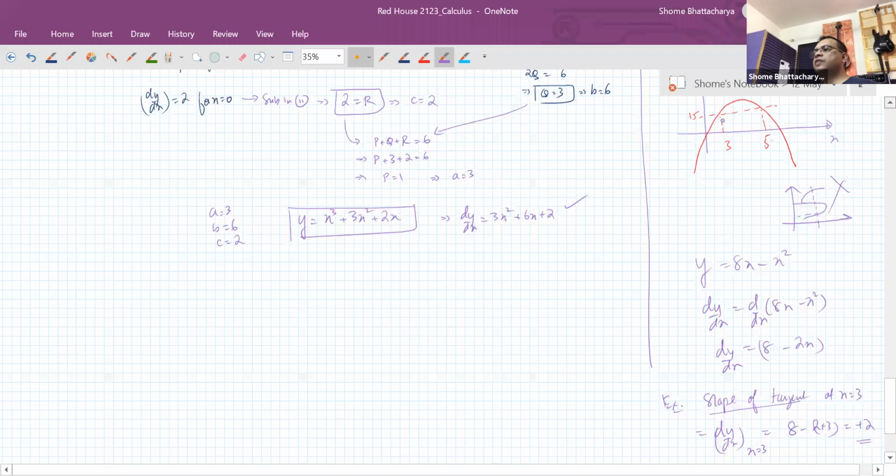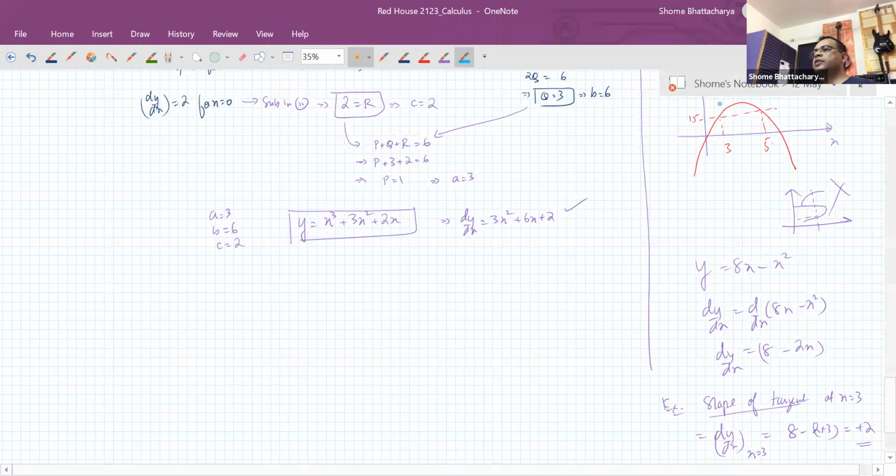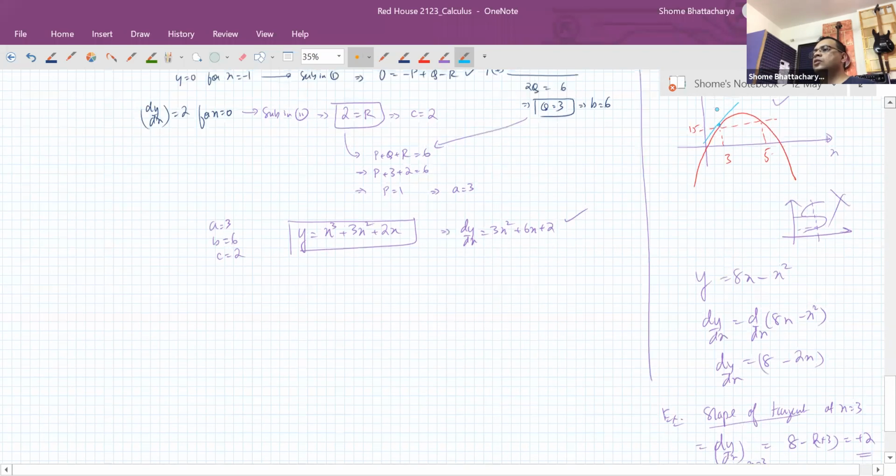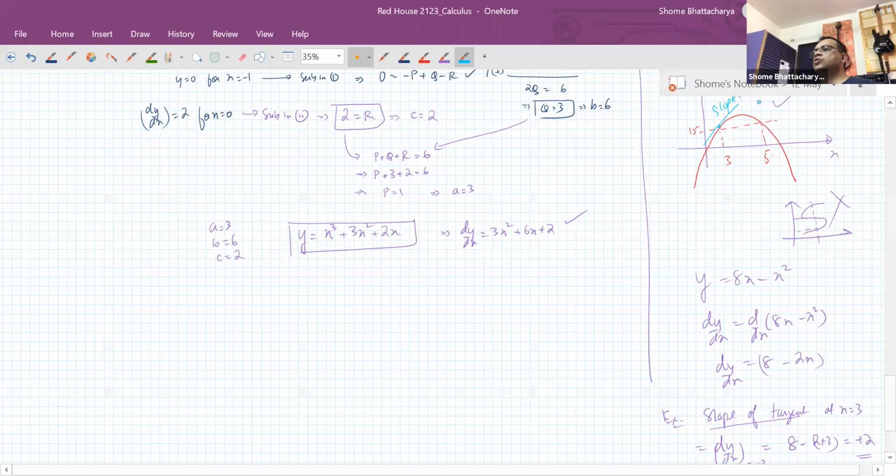So going back to the graph, at the point x equal to 3, if I draw a tangent line at this particular point, that tangent line will have a slope equal to 2, or it will have a tan theta which is equal to 2. Like that, for each of the given points, you find out the slope of the tangent.